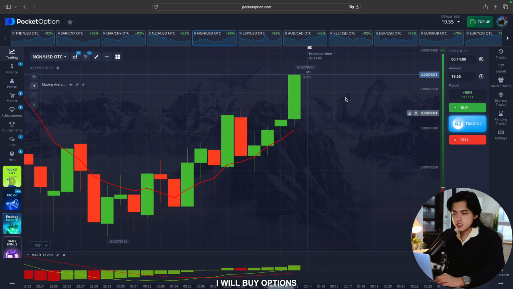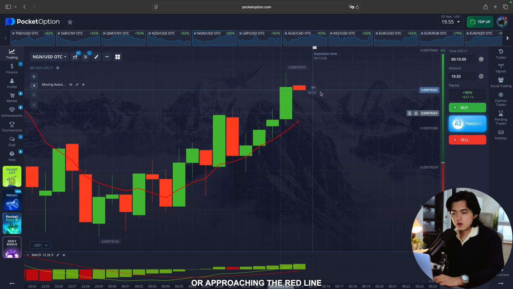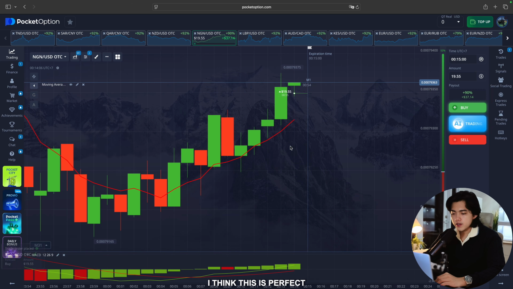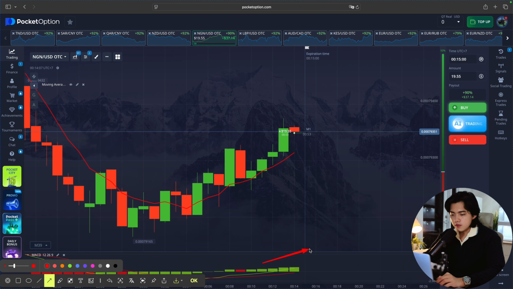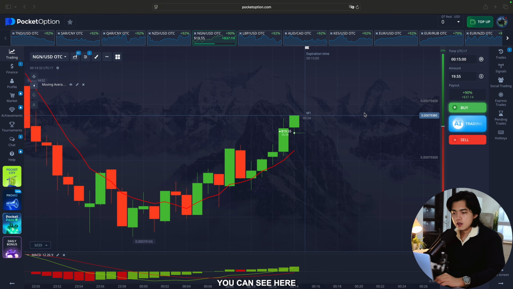I will buy options, but of course we wait for the price to touch the red line or approach the red line like this. Yep, I think this is perfect. The momentum is very big, as you can see here. And yep, all of the candles are above the red line, that means this is an uptrend and our option is buy. So here we make an entry when the candles approach the red line, because the price will bounce up and continue the trend. You can see here.